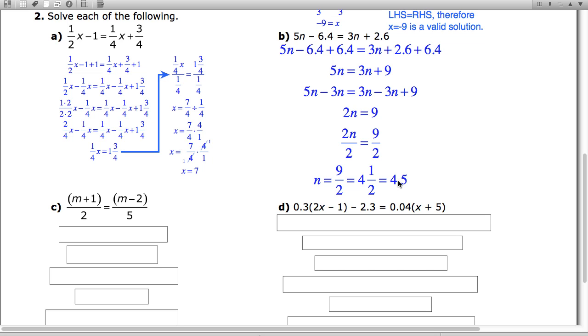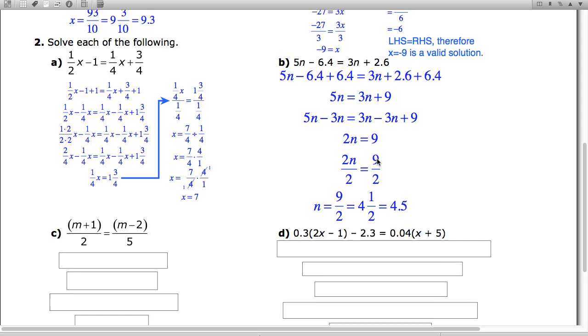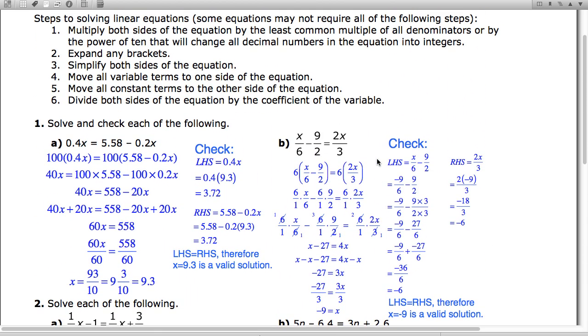Now you may have noticed that I've done things in a little bit different order than is specified up at the top here. Notice that sometimes I'm moving all the variable terms to the left side of the equation, sometimes I'm moving them to the right. Sometimes I'm moving the constant terms to the right side of the equation, sometimes to the left. The main thing you need to realize is that variables need to go to one side, constant terms need to go to the other side. And 4 and 5 are really interchangeable.